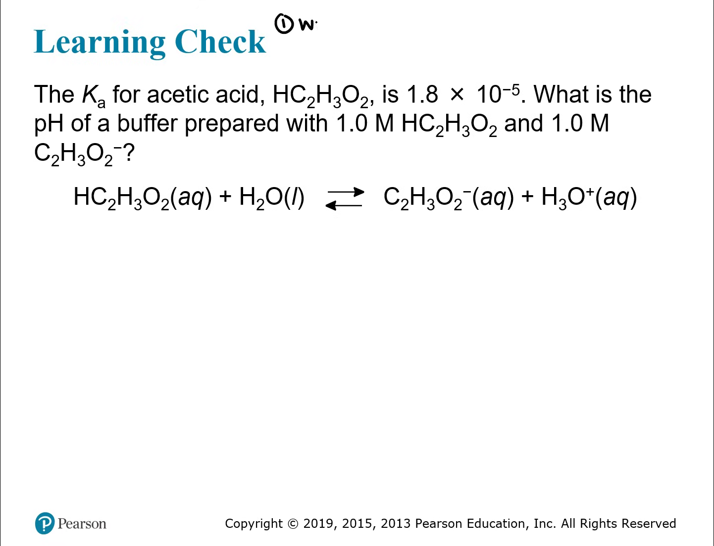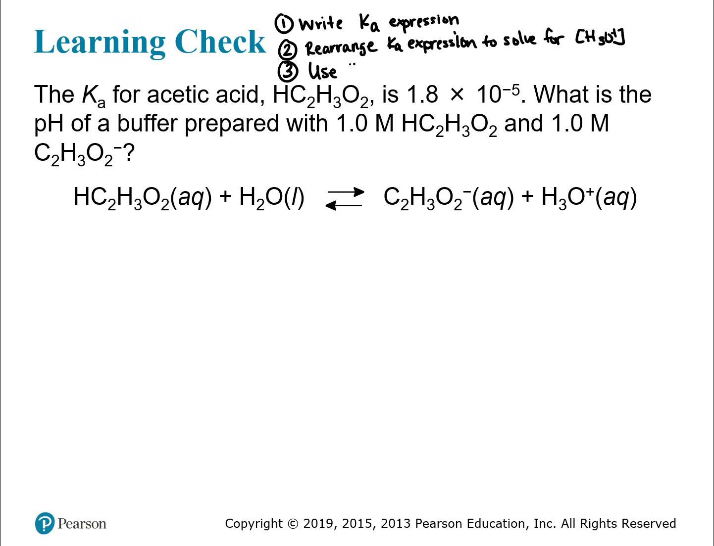Step 1. We're going to write that Ka expression. Then we're going to rearrange the Ka expression to solve for hydronium. Then we're going to use the hydronium concentration to calculate pH.